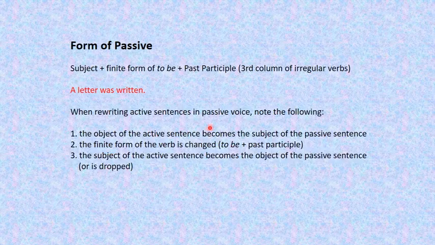Now students, let's learn how to form passives. First, we take the subject and then we add a finite form of to be, that is a helping verb or an auxiliary, and then we use the past participle, that is the third form of the verb. For example, a letter was written.